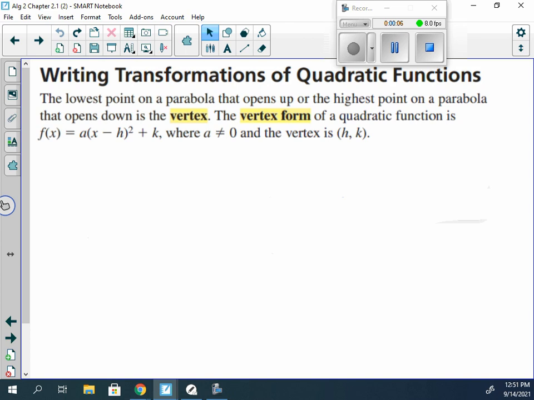So what we talked about yesterday was really identifying the transformations of a function. And we talked about it as g of x equals a parentheses b of x.